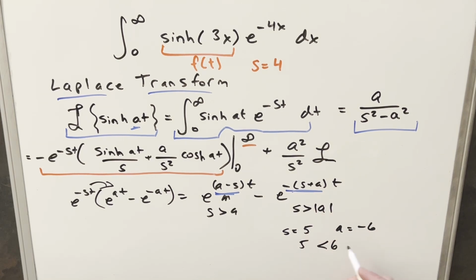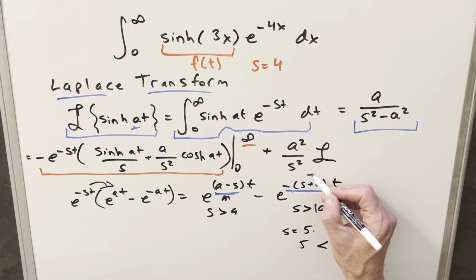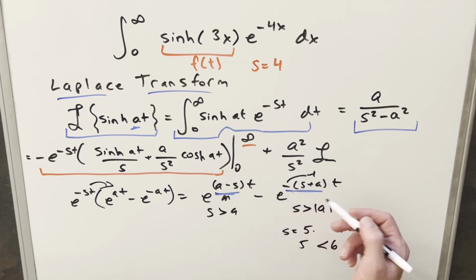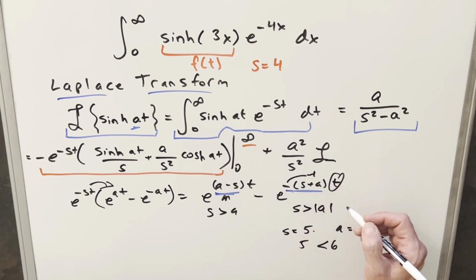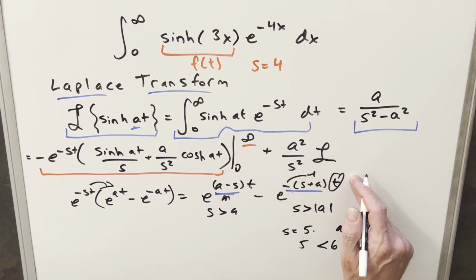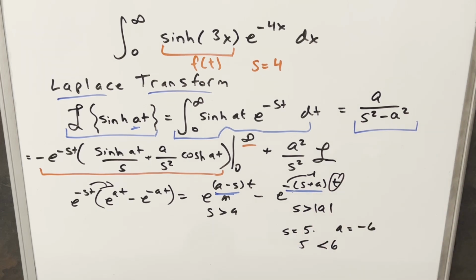The reason we need to do that, if you plug in 5 and minus 6 here, you get a minus 1 here. Okay, minus times minus is plus. Now you get a positive t. Now you're just looking at e to the infinity, and that goes off to infinity. So it turns out we need this condition right here, or else this whole integral is going to diverge.